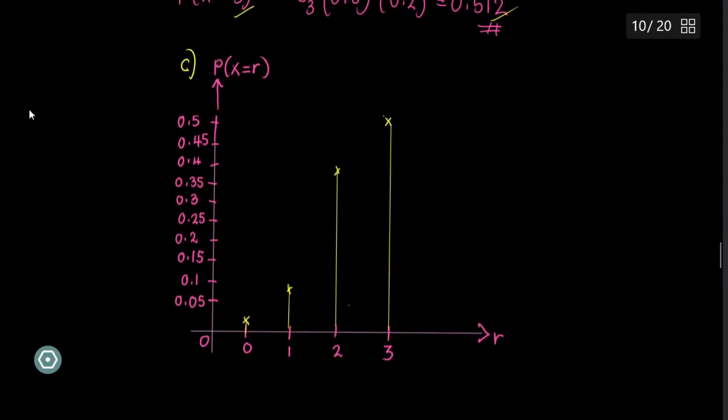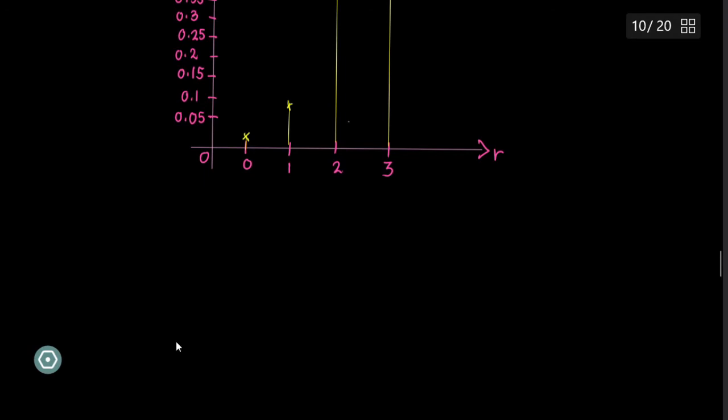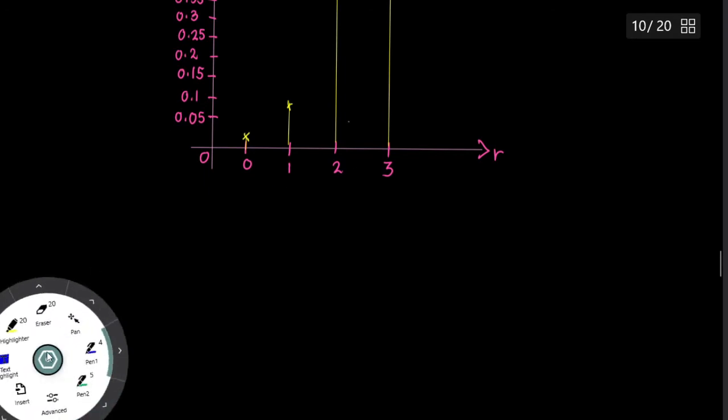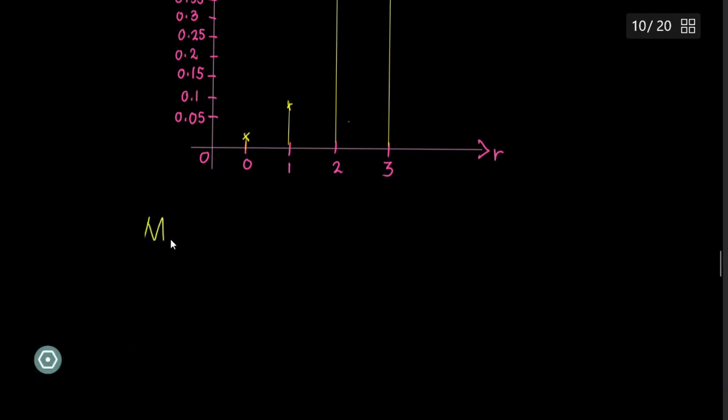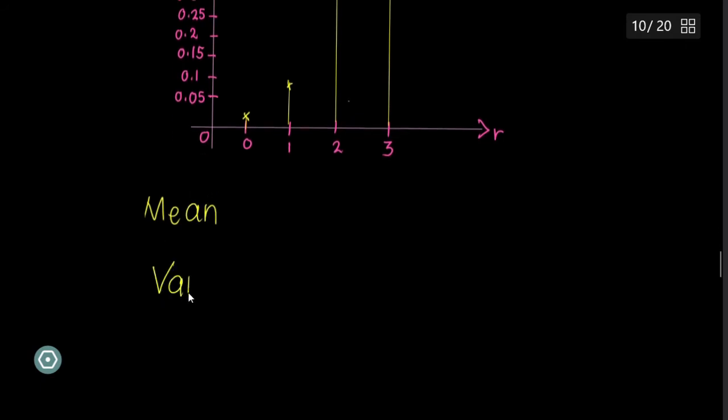Usually there will be another question attached to this. Now teacher is going to continue with the same question. Usually you might be asked to find the mean, find the variance. Find the mean, variance, and standard deviation.